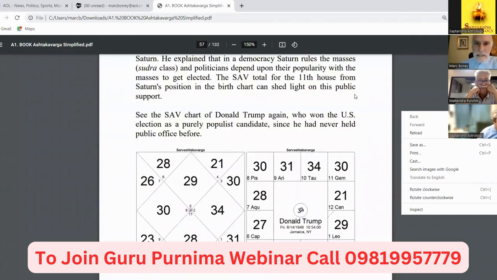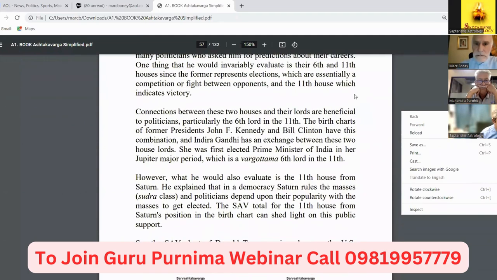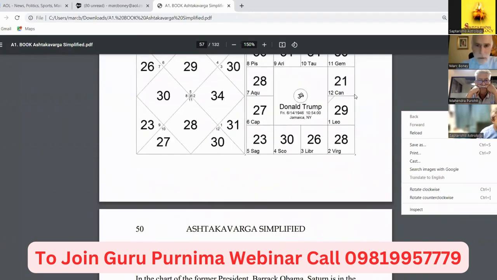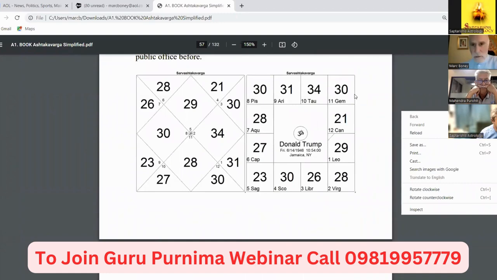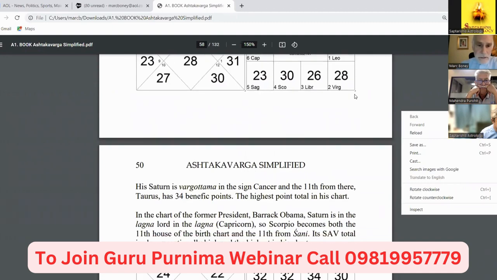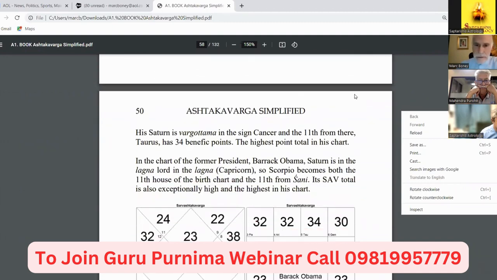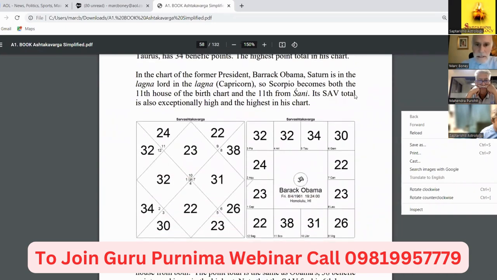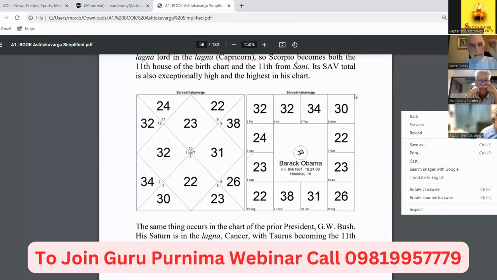But the position of his Saturn, where's his chart here? I guess I don't give it, but his Saturn is in Cancer. So if you use Cancer as if it's the first house, the 11th house there becomes Taurus. And of course, one of the things Trump's known for is the fanatical support of his particular faction of followers. And you can see this also in the chart of Barack Obama. His Saturn is actually in the ascendant, and I predicted back in, I guess it was 2008, that he would become the president of the United States.